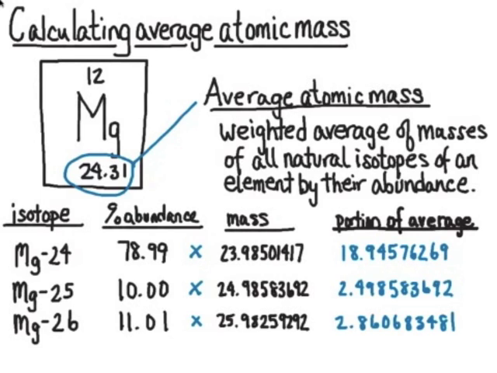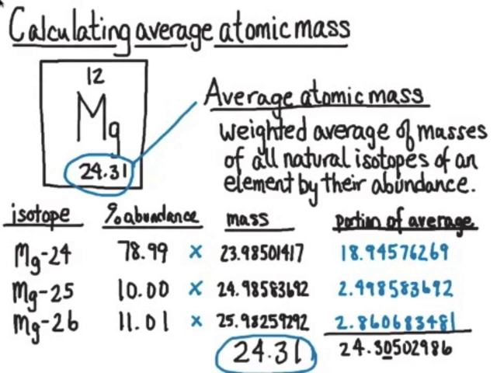Okay. And then what I do is I just add those. And I get 24.30502986. And if I look at that long number, what I'll find is if I round that number to 2 decimal places, which takes into account the significant figures and the abundance there, I get 24.31. And lo and behold, I have calculated the average atomic mass, and it agrees with what I got from my periodic table.